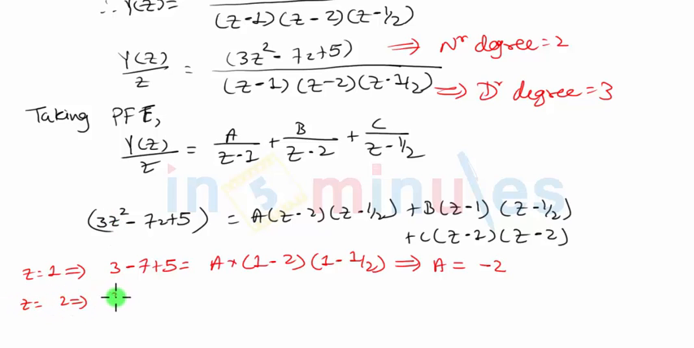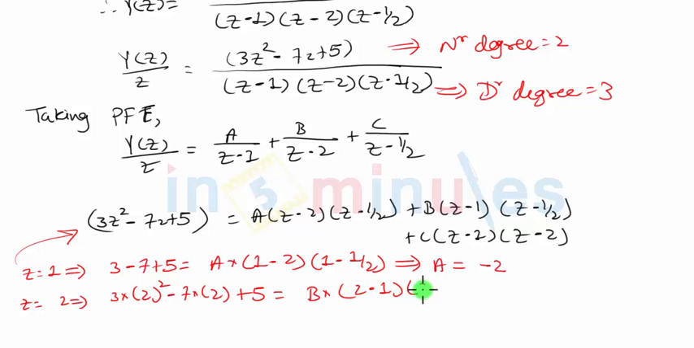Z equal to 2 will give me 3 into 2 squared minus 7 into 2 plus 5 equal to. So we are putting these values in this equation. On the right hand side here, 2 minus 2 will become 0. First term will become 0. The second term will be 2 minus 1 into 2 minus half. And the third term will also become 0 because 2 minus 2 is 0. So if you solve this, you get b equal to, on this side you have 4 into 3, 12 minus 14, which is minus 2 plus 5 is 3. And that gets divided by, this is 1, and 2 minus half will be nothing but 3 by 2. So 3 will cancel out and b will become 2.